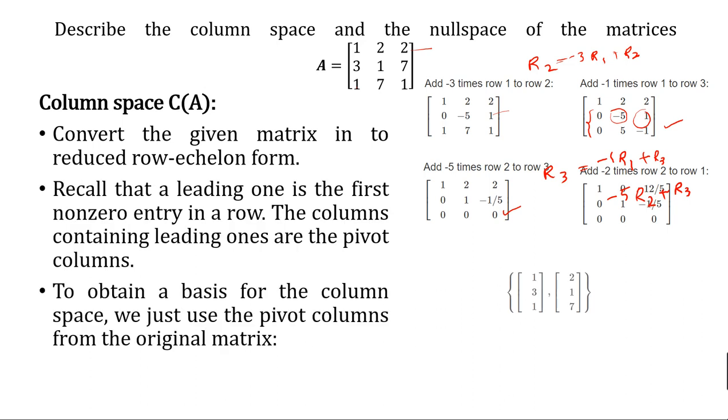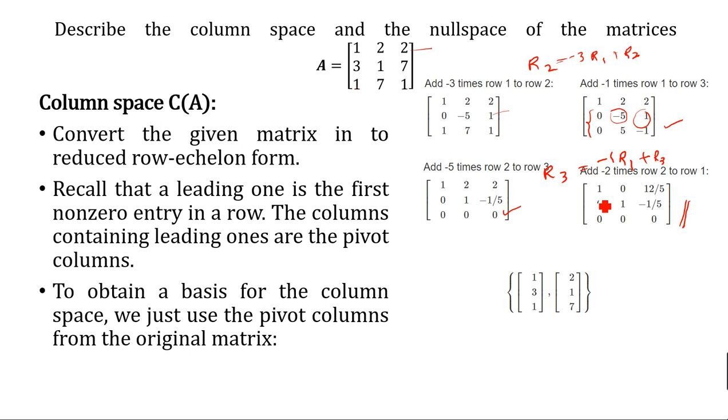Then finally we will be having this, the reduced row echelon matrix. Then what about the column space? It can be obtained based on the pivot position. What could be the pivot position of this matrix?